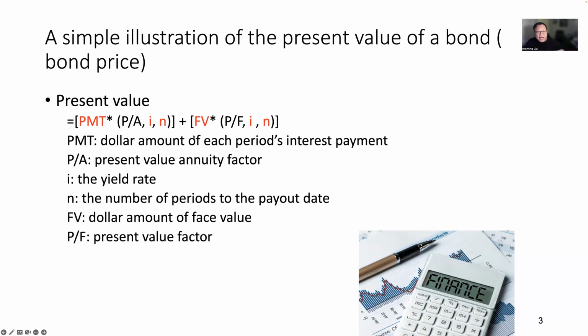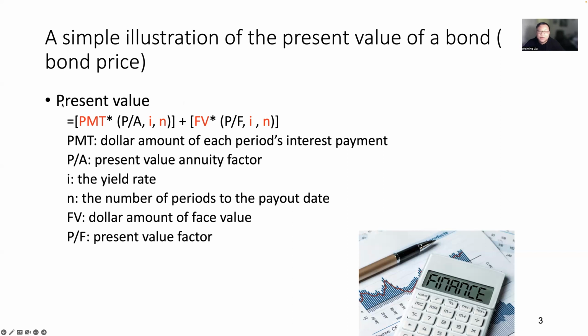Behind the calculation, the mechanics are relevant. The payment is relevant, the face value is relevant, and of course N and I are relevant. You can see that it's a two-term addition. You have the payment times a factor called the present value annuity factor, and this factor is determined by I and N. And this PF is a present value factor, also determined by I and N. So the present value is the payment times a discount factor plus the face value times a discount factor, and those two factors are determined by I and N. That's the formula for present value.